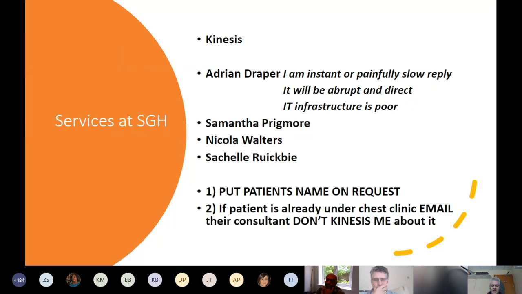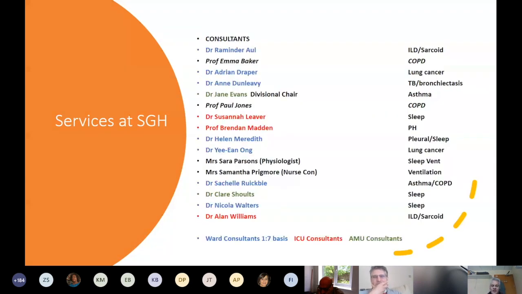Two things I ask, please. If you put a request into Kinesis, put the patient's name on the request. Some of you don't, and just put an NHS number, and it takes me ages trying to find out who the patient is. It is a secure system, allegedly, so we can put the patient's name on. Secondly, if a patient's known to our clinic, please don't put Kinesis requests to me. I hate it. Please email the consultant, my colleague, directly, and they can answer about their patients. The reason I say that is because there are lots of us affiliated to the chest clinic now, and you can see us all there and what we do.